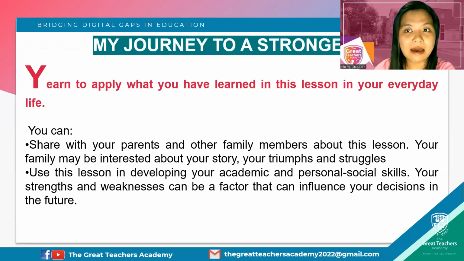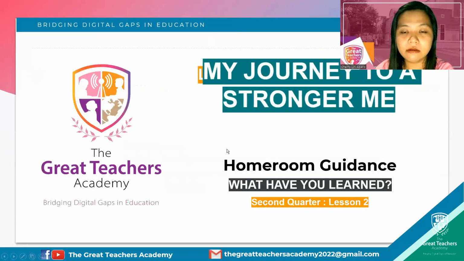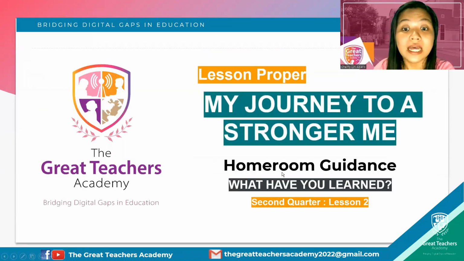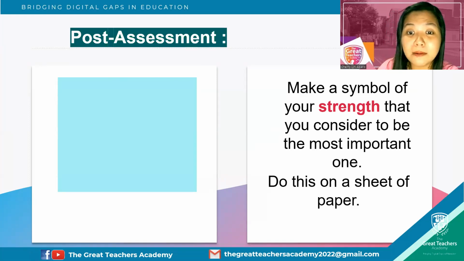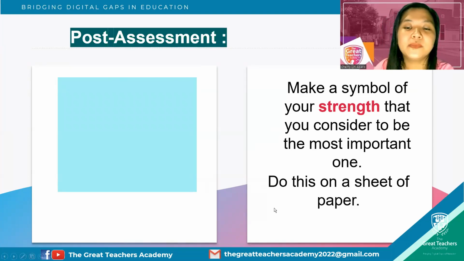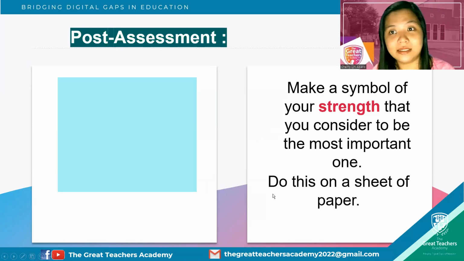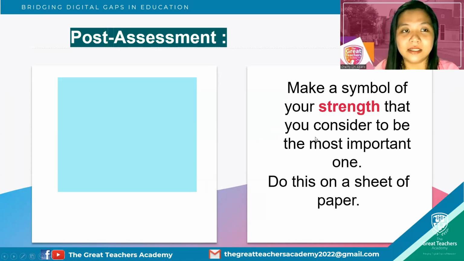So now let's have this activity, another activity. So what have you learned? So in this activity class, I want you to make a symbol of your strengths that you consider to be the most important one. Do this on a clean sheet of paper. So again, what symbolizes your strengths? Okay? So, i-drawing niyo yan on a clean sheet of paper. So your timer starts now.